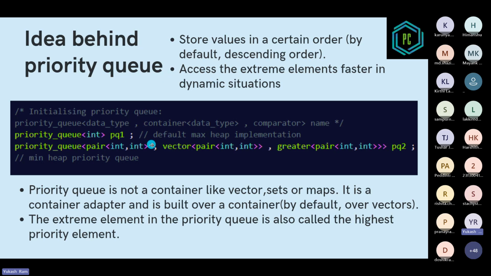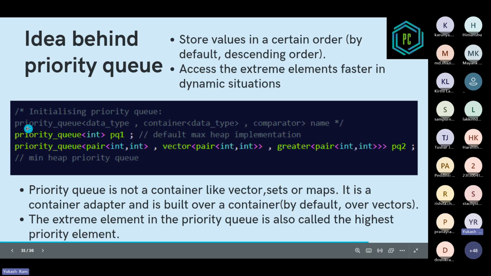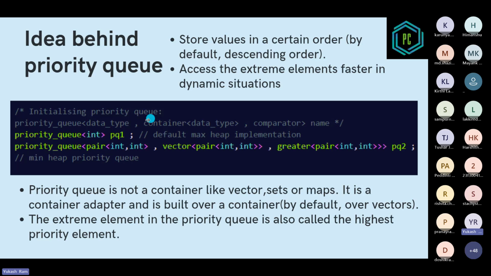It's more specialized. So this is how you can initialize a priority queue. This is the data type, the container you use, and then the comparator. The comparator basically compares the elements. By default, you can initialize it like this, and it will be in descending order. Now note that this is different from sets, maps, multisets, and multimaps, where they are stored in ascending order. If you want to initialize the data type on your own, you can have a priority queue of pairs, and then you can use this greater of pair of int, int, so that you have a priority queue of pairs where the extreme element is the minimum pair value.